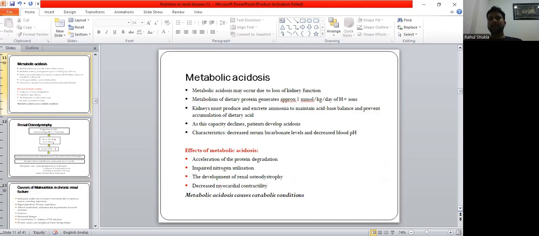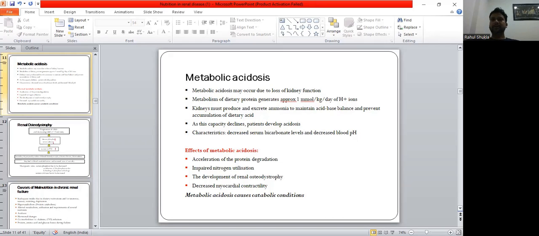Metabolic acidosis is an important part of chronic kidney disease. It occurs because of the inability of the kidney to excrete the acid load. As dietary protein gets metabolized, it generates around 1 millimole per kg per day of hydrogen ion, and the kidney must produce and excrete ammonia to maintain acid-base balance and prevent accumulation of dietary acids. As the stage progresses and this capacity declines, the patient develops acidosis, which is characterized by decreased serum bicarbonate level and decreased blood pH.